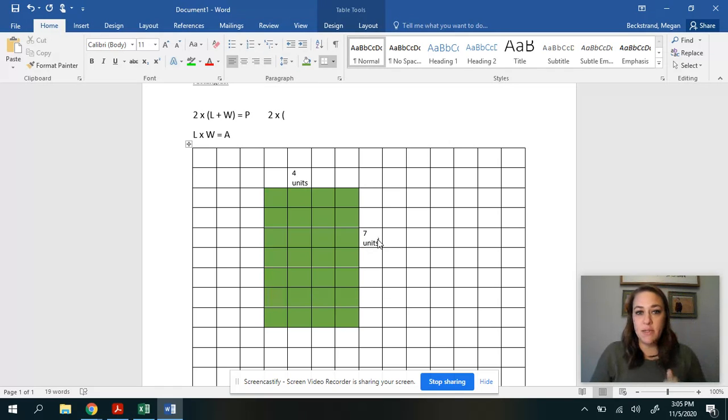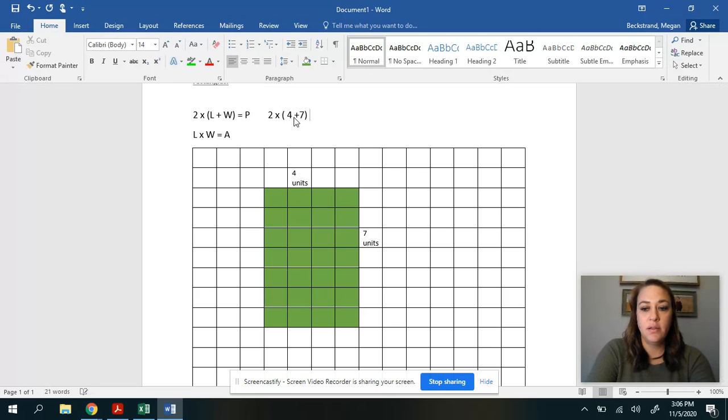Okay, so we can say, well, 2 times 4 plus 7 is going to equal our perimeter. So we could do 7 plus 4 is going to give us 11. And then we're going to take that times 2. So we can say 2 times 11 is equal to 22. So our perimeter for this rectangle would be 22 units.